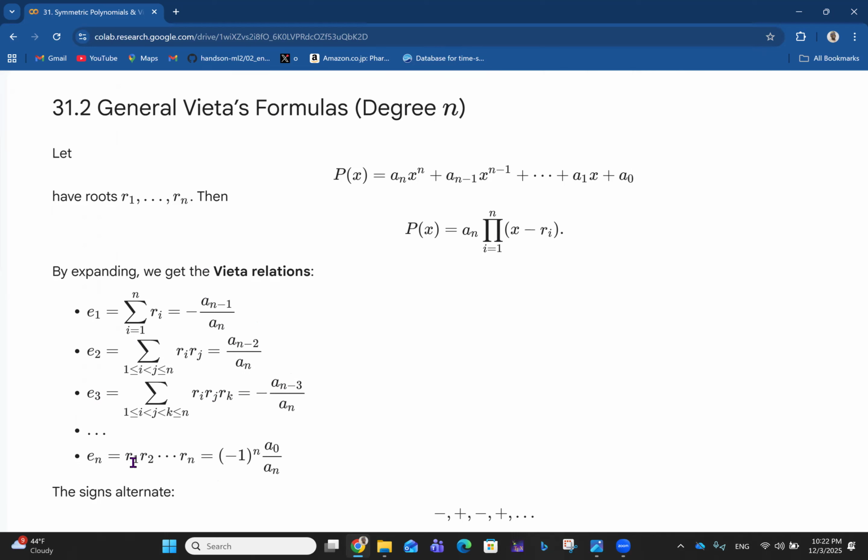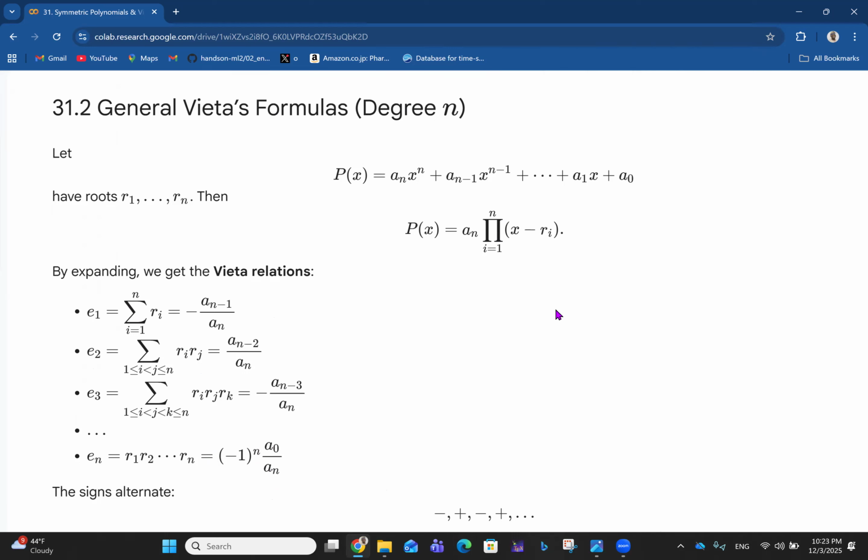And then up to n, we have r1 times r2 up to rn equals minus 1 raised to the power n, a naught over a_n. So if n is odd, then we are going to have negative. You can see 1 and 3 are negative, but for even, that's 2, we have positive. When n is even, minus 1 raised to any even number is going to be 1, so that's positive. This coincides, in the case of a quadratic, with what we usually have as c over a. So the signs alternate, minus plus, and so on and so forth. So that's the general Vieta's formulas.